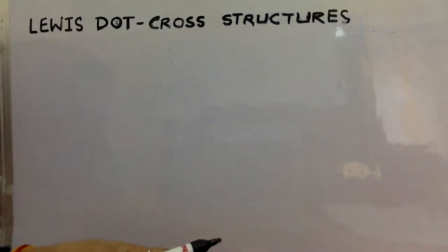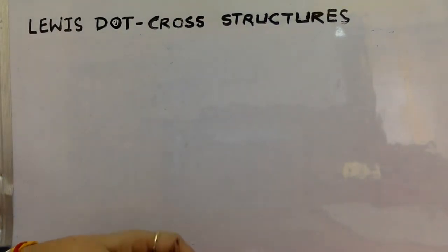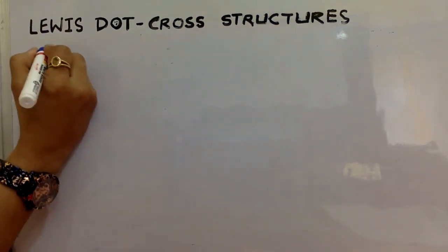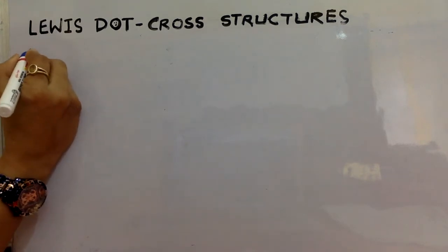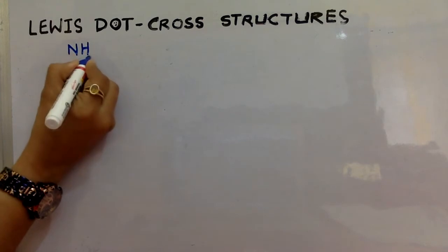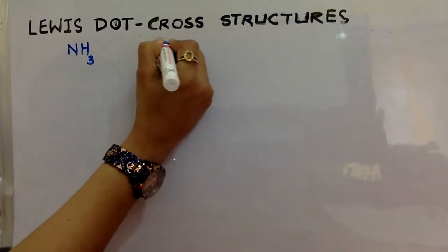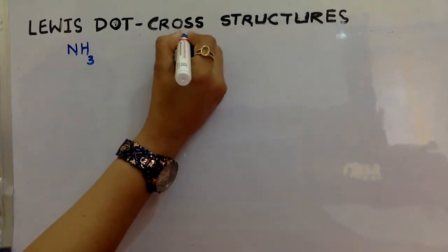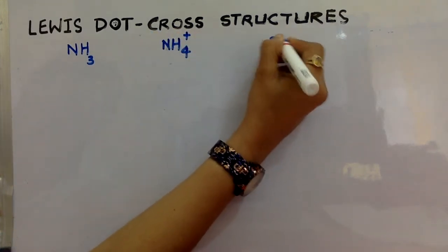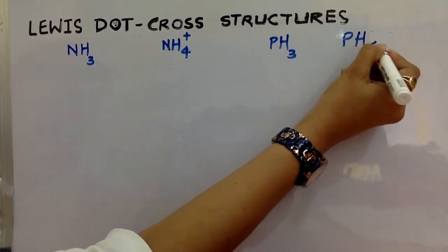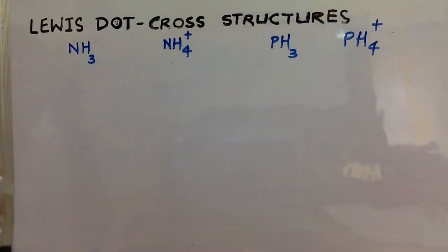And the next set of examples is really mind-blowing and interesting. Just see what I'm taking. Taking NH3, okay, and I'll make NH4+. Really interesting. And I'm doing PH3, I will be making PH4+. Let us see how the changes take place.